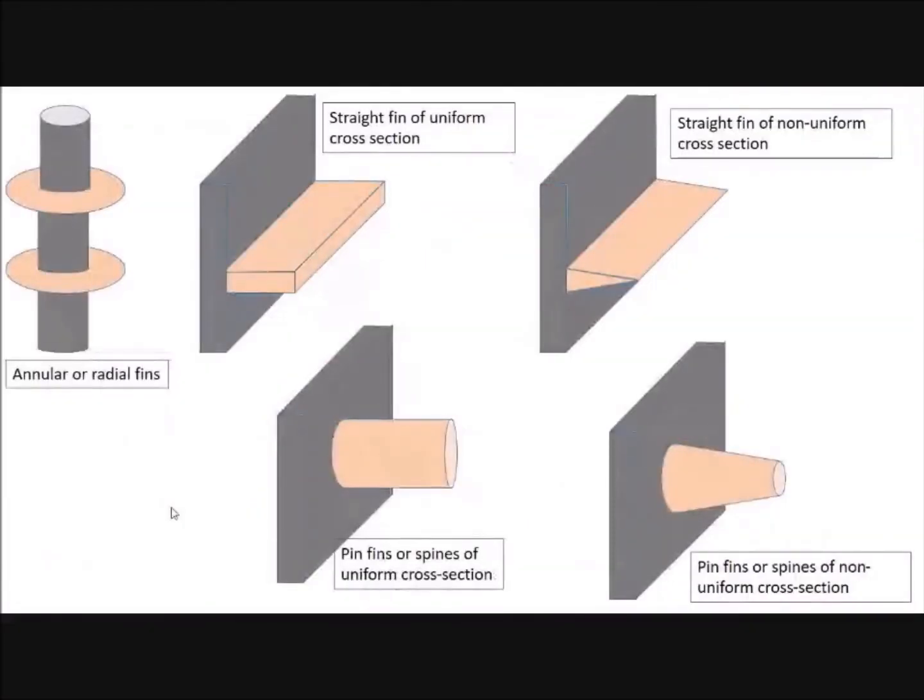Okay, we have different types of fins according to geometry. We have the annular or radial fins. This one means that we have a cylindrical object. This one is a cylinder, and we are attaching fins to that cylindrical object in the radial direction. Okay, you have two fins here, it can be 10, 15.